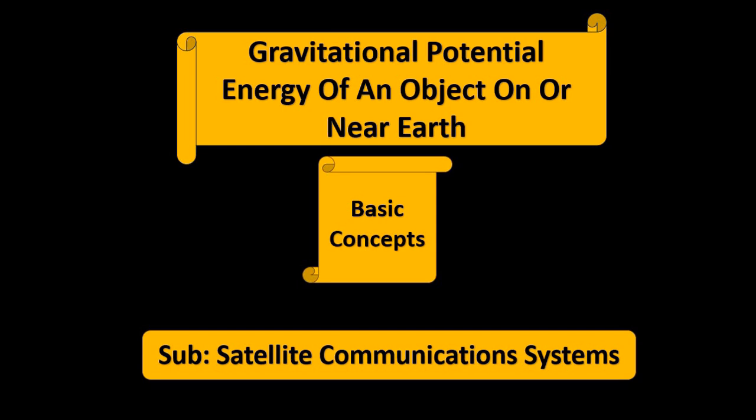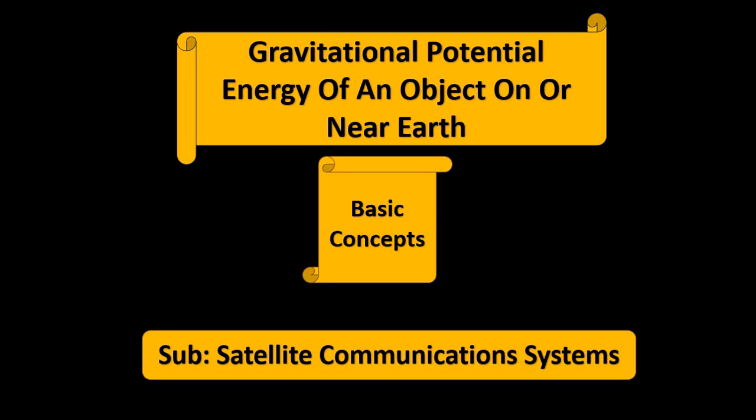Previously we discussed the gravitational potential energy, the concept of gravitational potential energy of an object within the gravitational field. In this video we are going to extend that discussion and determine the gravitational potential energy of an object which is on the surface of the earth or near the surface of the earth, when its position changes with respect to that.